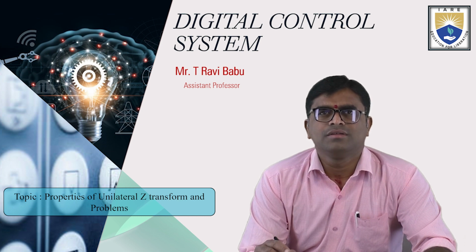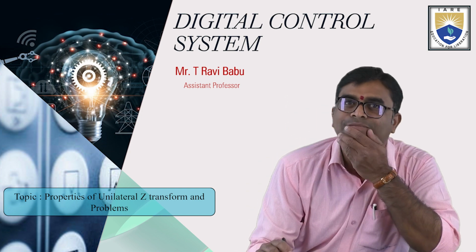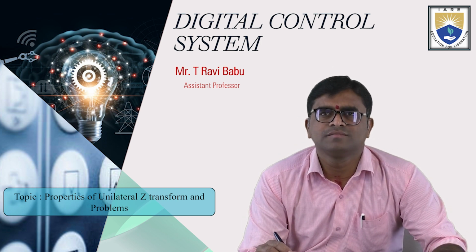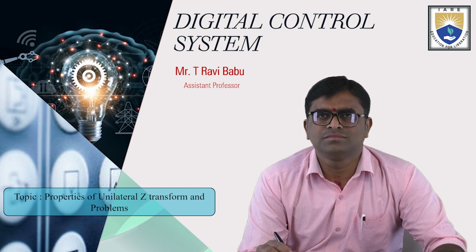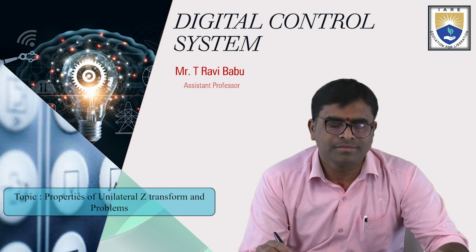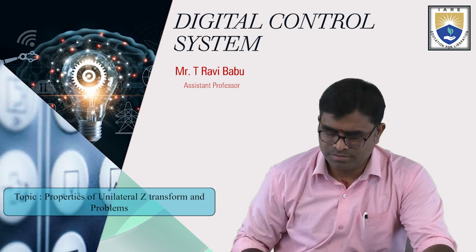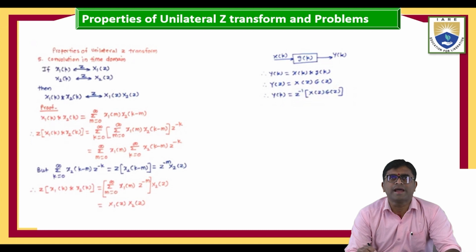Today in class we are going to see the system response in Model 2 in digital control system. In the previous section we saw four properties of the unilateral Z transform. Now we are going to see the remaining two properties and problems. Now I'm going to one of the properties, convolution in time domain property.